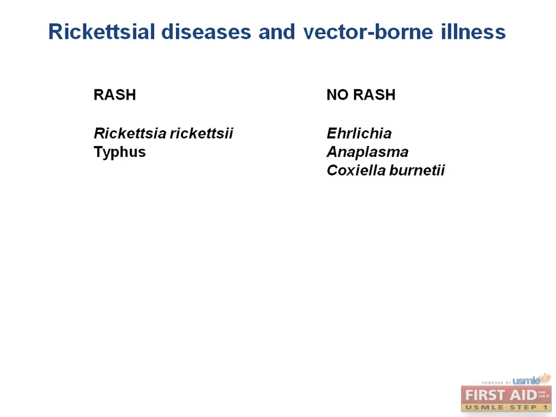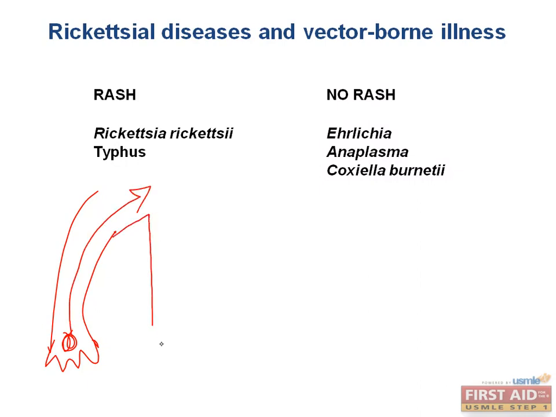Instead, focus on Rickettsia rickettsii, which causes Rocky Mountain spotted fever. As we just discussed, Rickettsia rickettsii is usually associated with a rash, and the rash of Rocky Mountain spotted fever is very unique. Do you remember how it is classically described? Well, it starts peripherally on the hands and feet and later moves in centrally to involve the trunk. In other words, it starts distally and moves proximally.